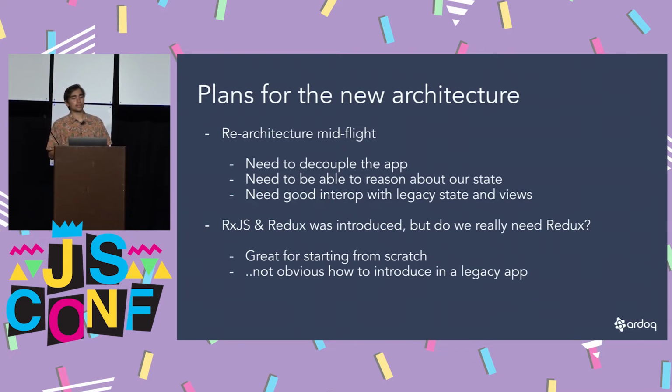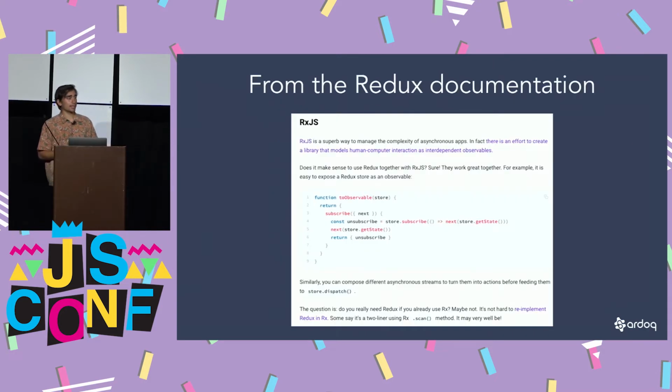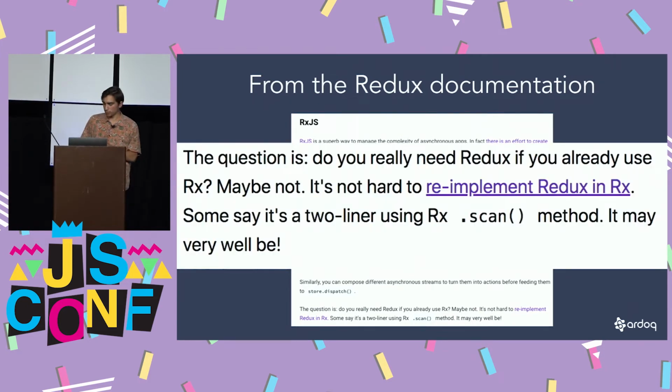But then we started thinking, do we really need Redux? It was great for starting from scratch, but it was not really obvious how we introduce it in a legacy app, especially since we had a lot of state all over the place. Simply adding a Redux store would mean that we had another state manager, so it became an even bigger mess. And if you read the Redux documentation, they mention RxJS, and they say it works well together with Redux. But I want to highlight this one paragraph, where they ask, do you really need Redux if you already use Rx? Maybe not. It's not hard to re-implement Redux in Rx.